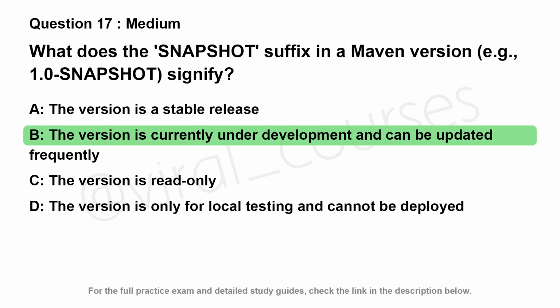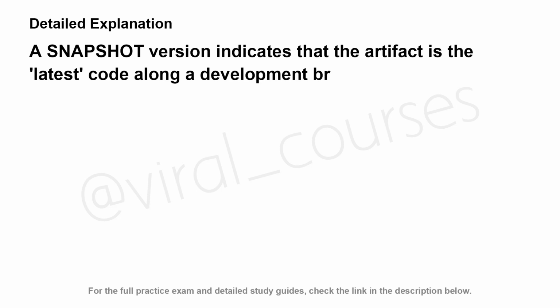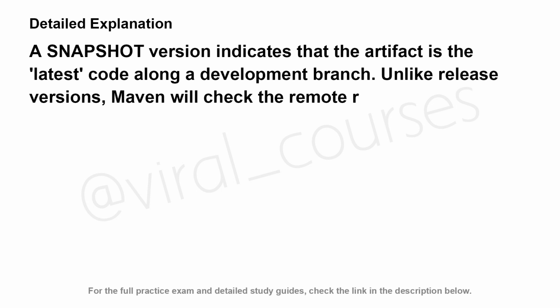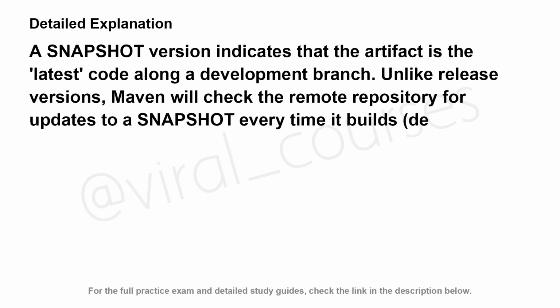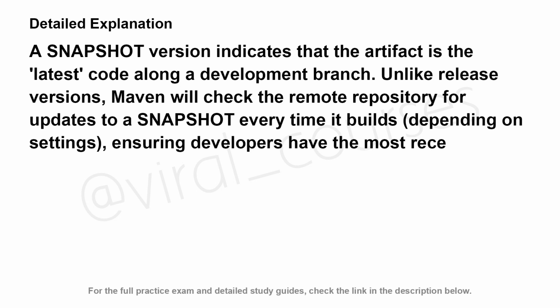The correct answer is B. A snapshot version indicates that the artifact is the latest code along a development branch. Unlike release versions, Maven will check the remote repository for updates to a snapshot every time it builds, depending on settings, ensuring developers have the most recent code from their teammates.